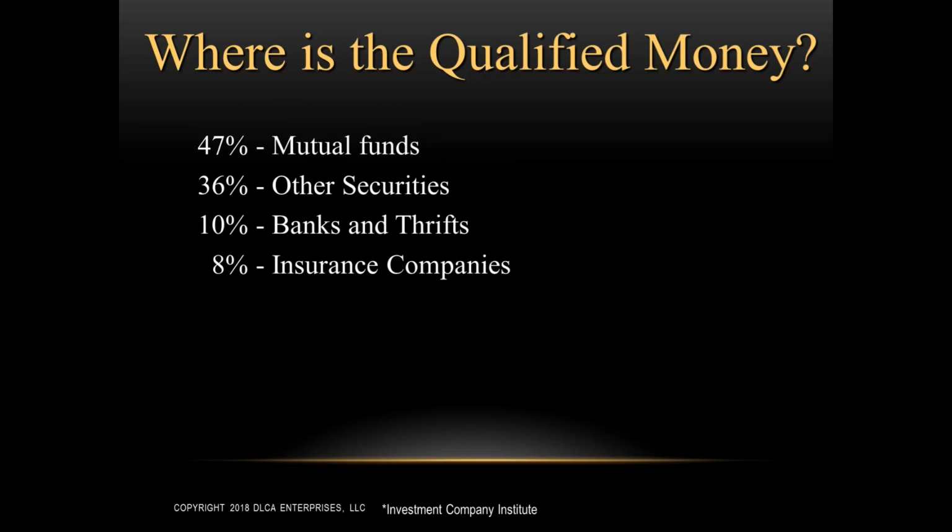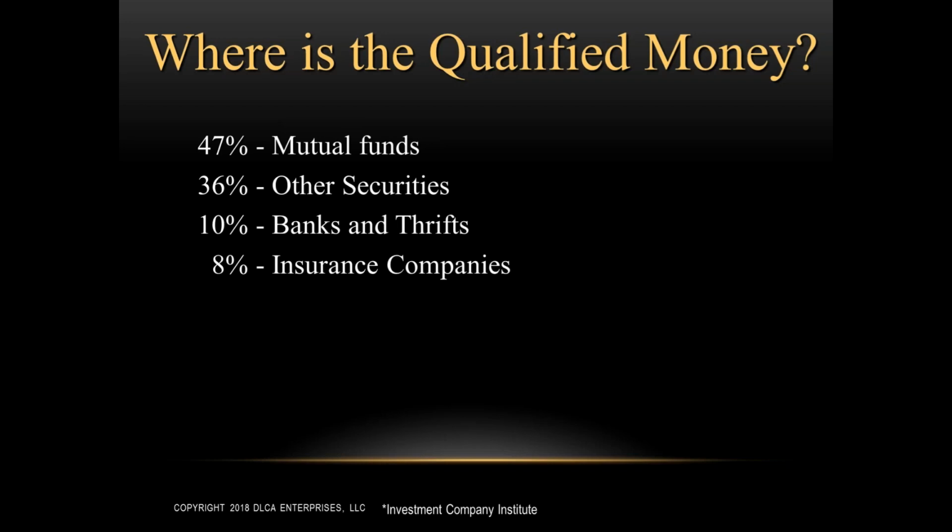And what we learned from the Investment Company Institute, 47% of that $25 trillion is in mutual funds. There's an additional 36% in other securities, 10% is in banks and thrifts, and a mere 8% is in the form of annuity reserves held by insurance companies.